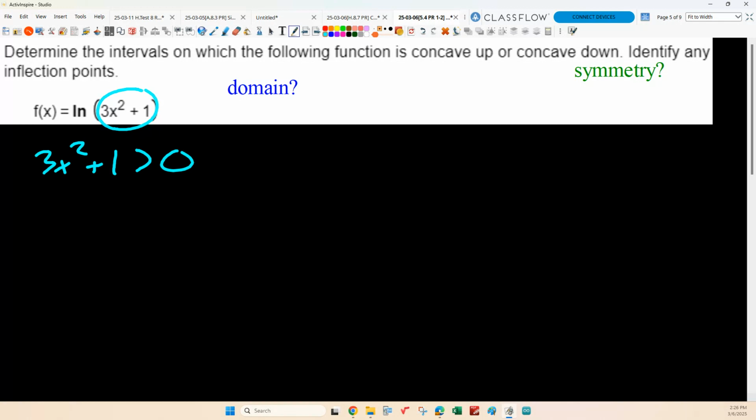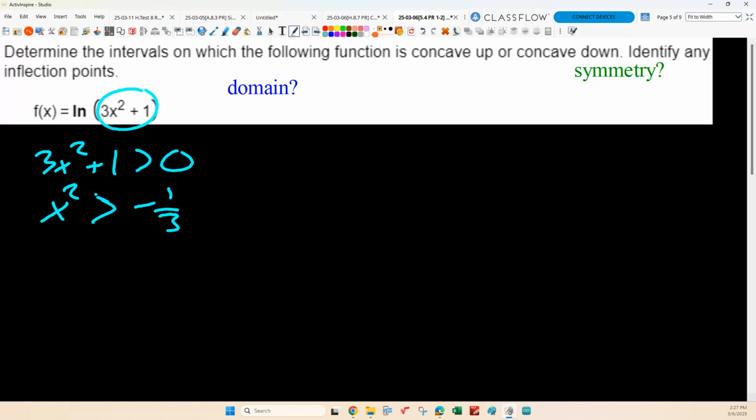So that's the domain of the log function right there. It's every place where 3x squared plus 1 is greater than 0. Okay, well, let's solve for x and see what that is. What would I do to solve for x? Subtract 1, and then that's every place where x squared is going to be greater than negative 1/3. Well, where's that?